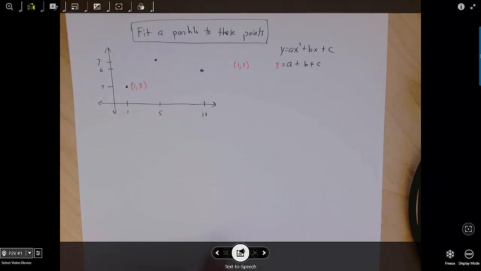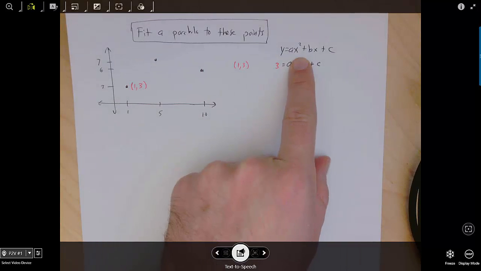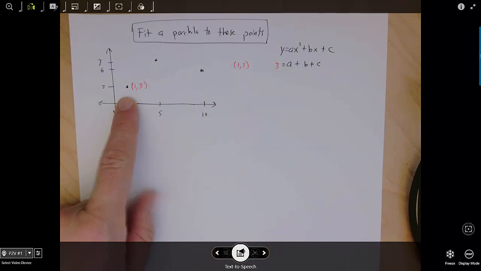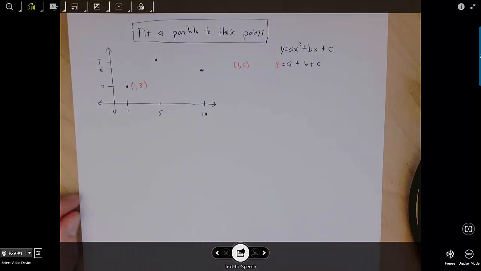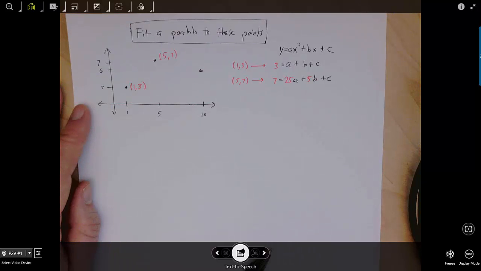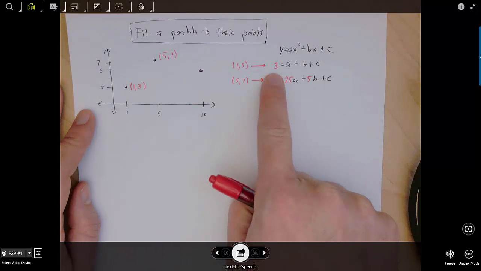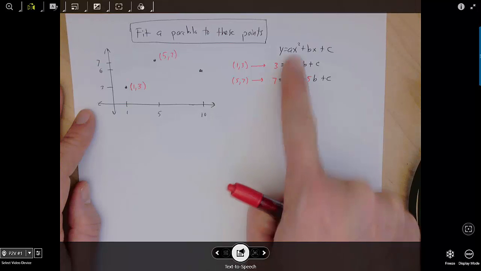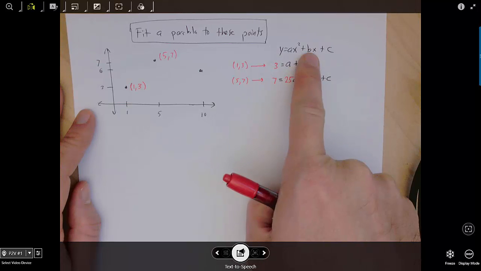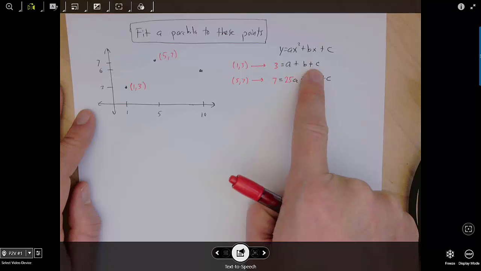I imagine you would start with standard form and then plug in the x, y coordinates for all 3 of your points to get 3 different equations. So here I plugged in 3 as my y value and 1 as my x value. So 1 squared is just 1, and then 1 is 1. So that's why I just ended up with a, b, and c.